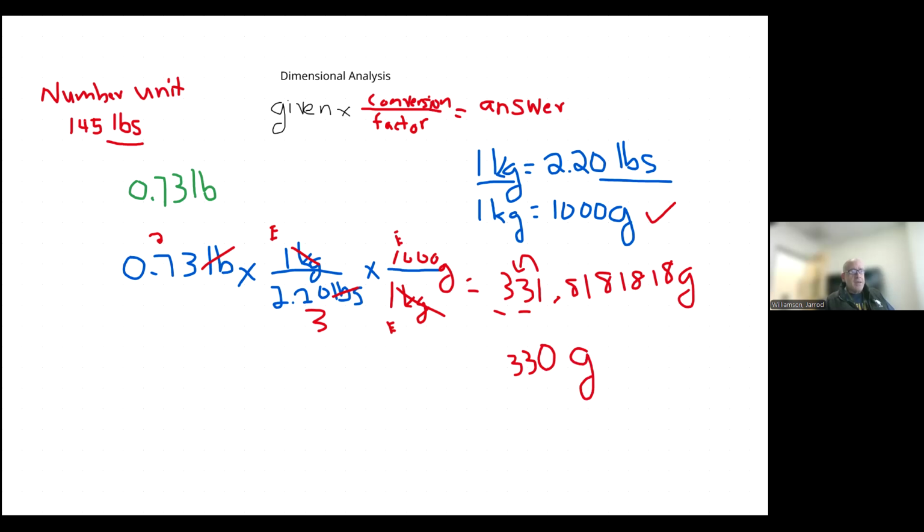I'm not going to put a dot. If I put a decimal point, that would make it 3 sig figs. This makes it 2 sig figs. And that's my answer to 2 sig figs. Okay. You guys see how that's done? That's a 2-step conversion. We'll do some more later. I've got to get this uploaded, but you guys get the idea. Okay.